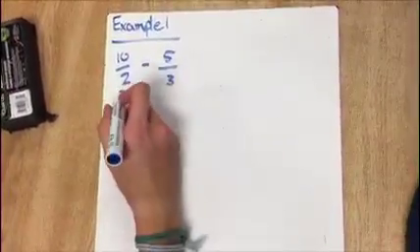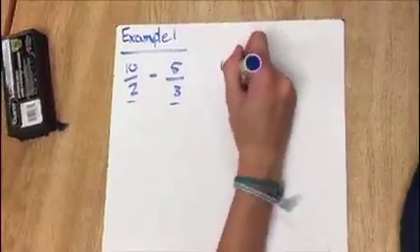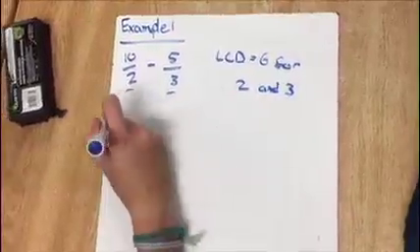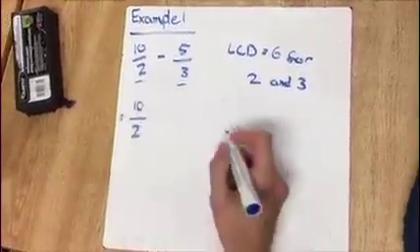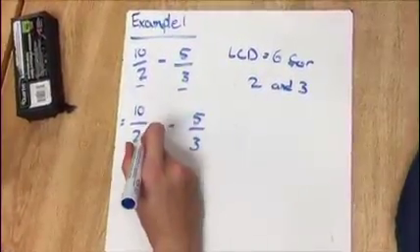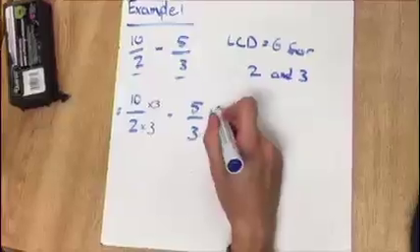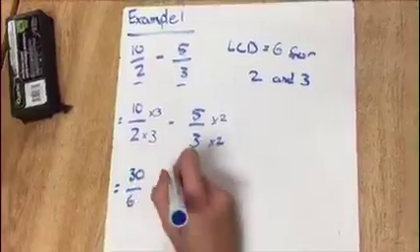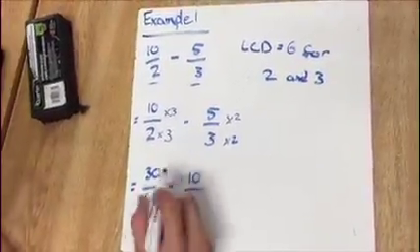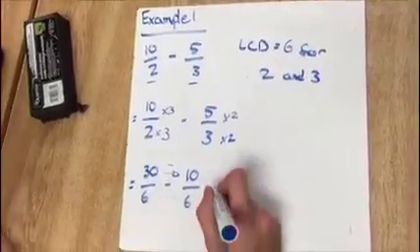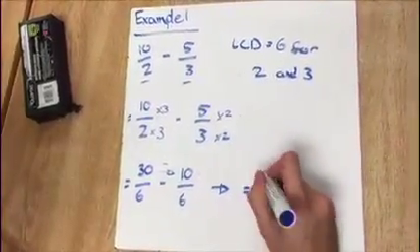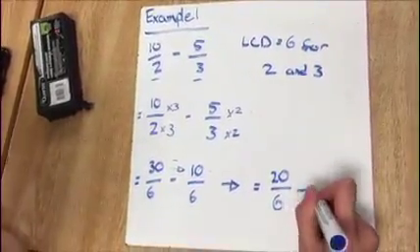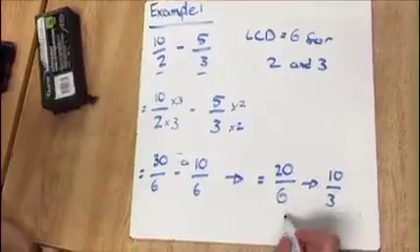Just like adding fractions, when you subtract them, you need to find the lowest common denominator. In this case, we have 10 over 2 and 5 over 3. The lowest common denominator between 2 and 3 would be 6. So we would multiply 10 over 2 by 3, and we multiply 5 over 3 by 2. This would give us 30 over 6 minus 10 over 6. Once we have the lowest common denominator, we can just straight up subtract the numerators. In this example, when we subtract the numerators, we get 20 over 6. We can simplify that further to 10 over 3.